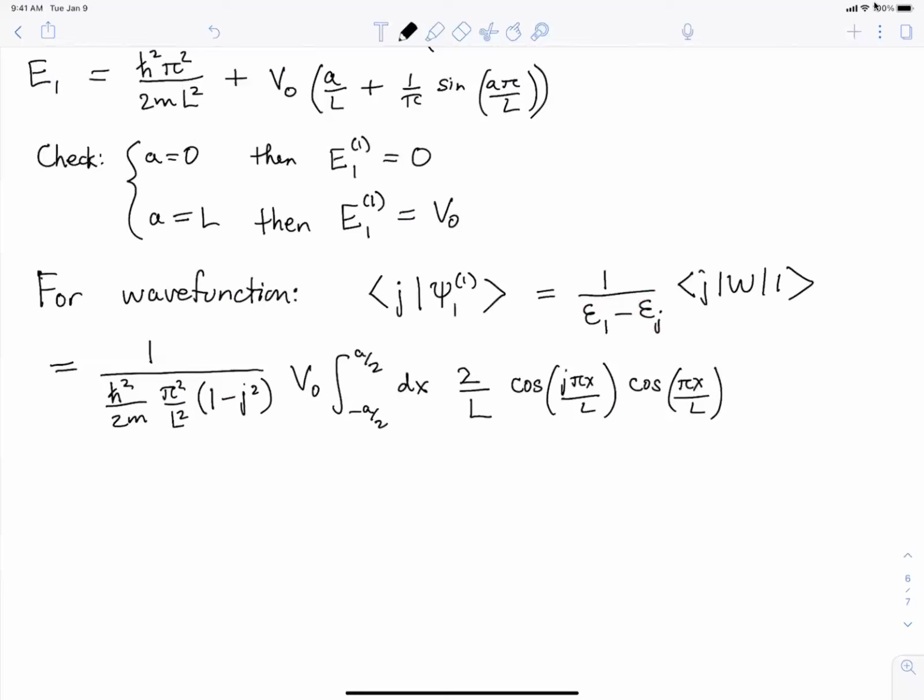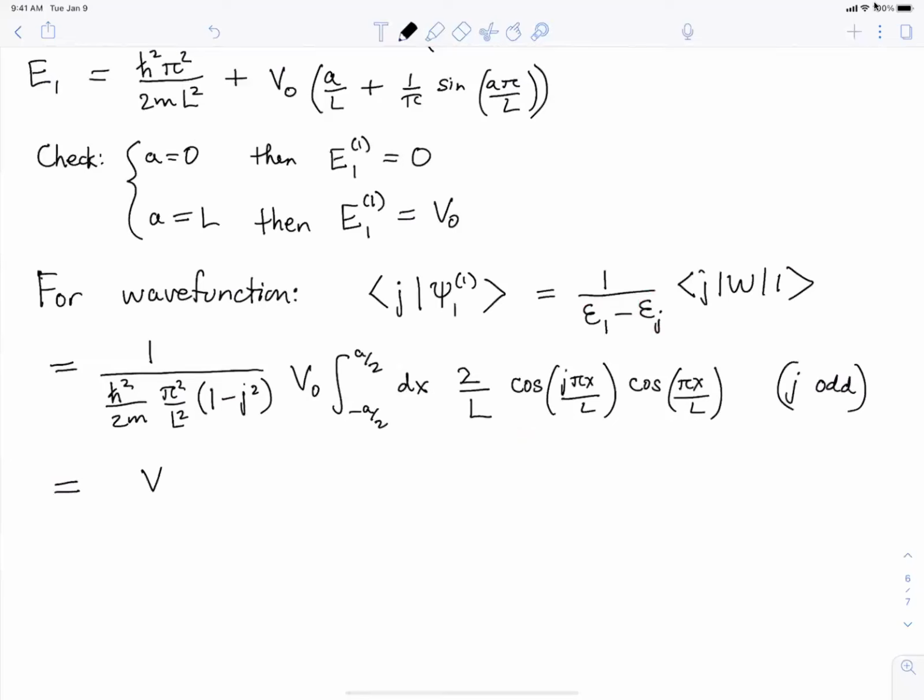Okay, now this is actually only good for J odd. The reason is because, remember, if J is even, then I shouldn't be writing a cosine down here. I should be writing a sine function instead. So that's okay. We'll just have to come back to the J equals even case. But first, we need to evaluate that integral.